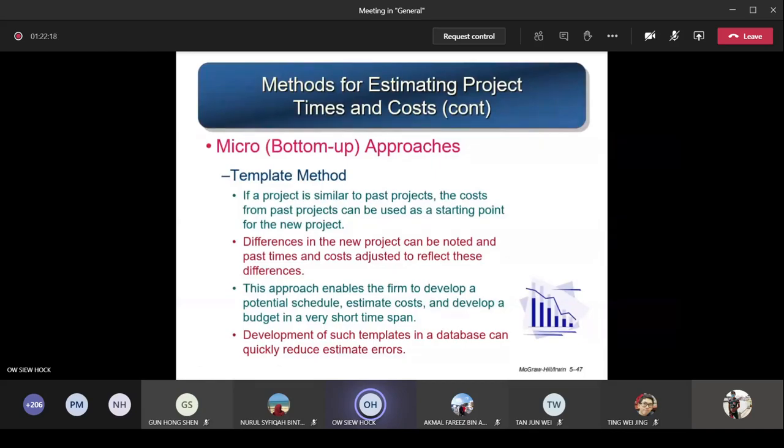So very fast, you can come up with quite accurate estimates for your time and also the cost for your project, based on a past project which is quite similar to yours, and you just make some changes according to your new needs. Development of such templates in a database can quickly reduce estimate errors. Of course, they documented it in a database: all the past project records, how they estimated each WP and so on. You retrieve the previous data from the database, compare with your current one, make some adjustments, and then come up with your new values.